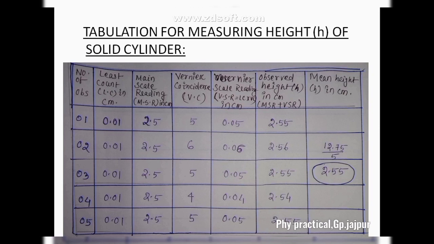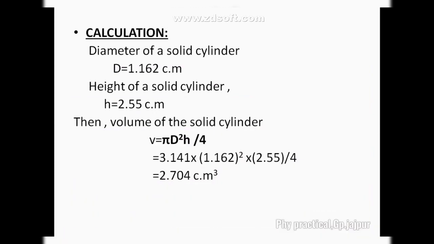The next part is your calculation part. Here is your calculation. From the above tabulation, we got diameter of the solid cylinder D is equal to 1.162 centimeter. And height of the solid cylinder is 2.55 centimeter. Then volume of the solid cylinder, V is equal to pi d square h by 4. Putting the value, we got the answer 2.704 centimeter cube. Here is the unit of volume, always centimeter cube.